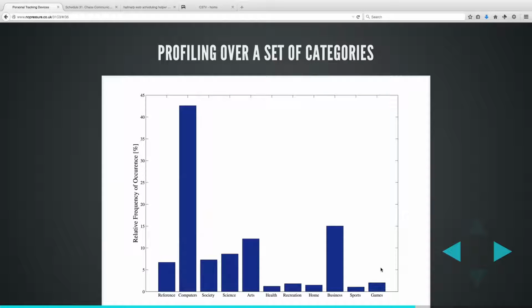When you profile over a set of categories, you basically count every time that category is expressed, and you put that in a histogram. It's nothing very statistically advanced. You just count and you divide by the total, and you have the histogram. I did this for myself, and you have the spike in computers, but somebody else can have a spike on health, for example. And that might be used for any particular reason, I don't know.